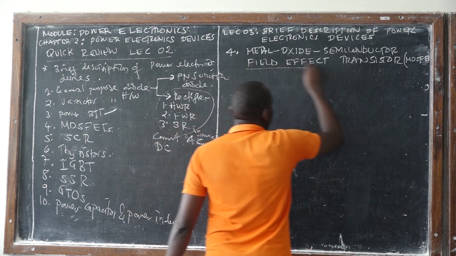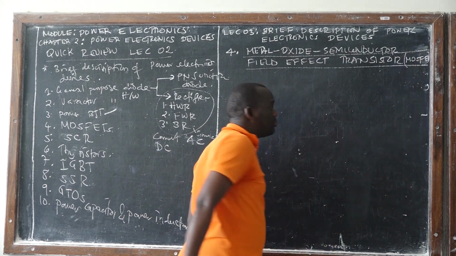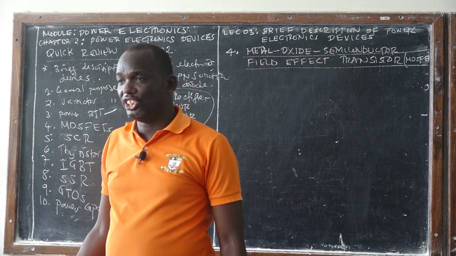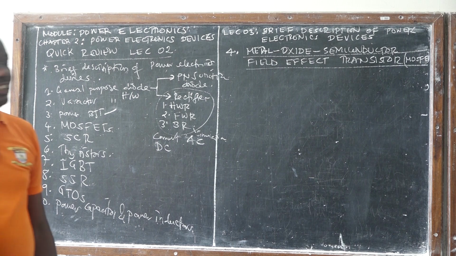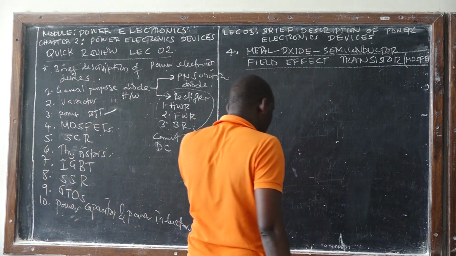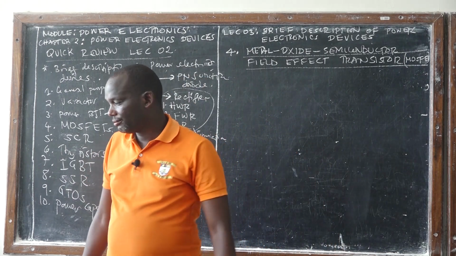So our main focus, we are not going to discuss what is a MOSFET. We are going to discuss how a MOSFET is used in power electronics. MOSFET: metal oxide semiconductor field effect transistor.